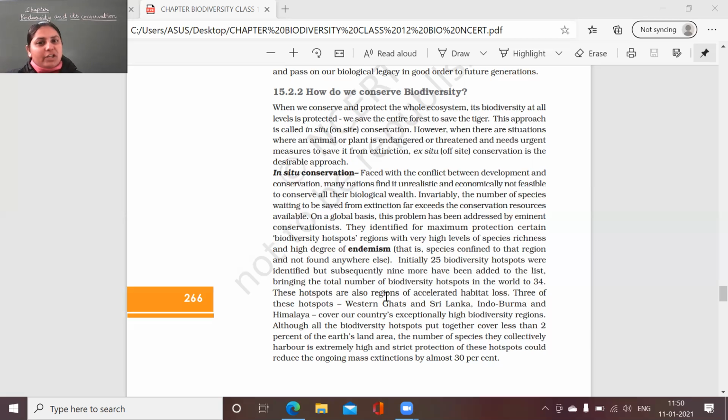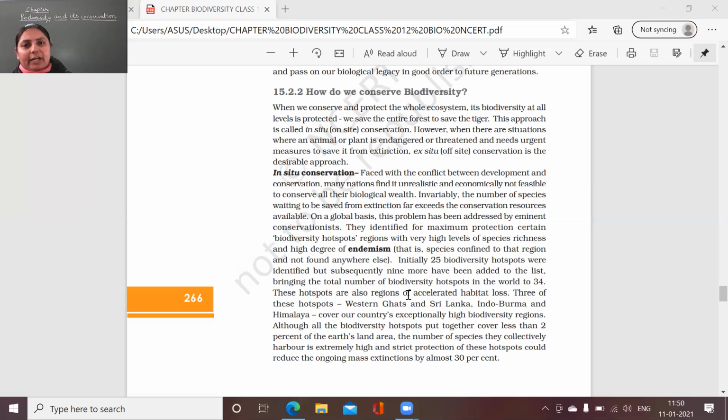So the biologists and the ecologists have decided that it is not possible to protect the entire biological wealth, but we have to select some of the important areas. And these areas can be considered as the biological hotspots. These biological hotspots are not only rich in species richness, but they also have endemic species. So in this way, it is an appropriate approach of in situ conservation for the species.